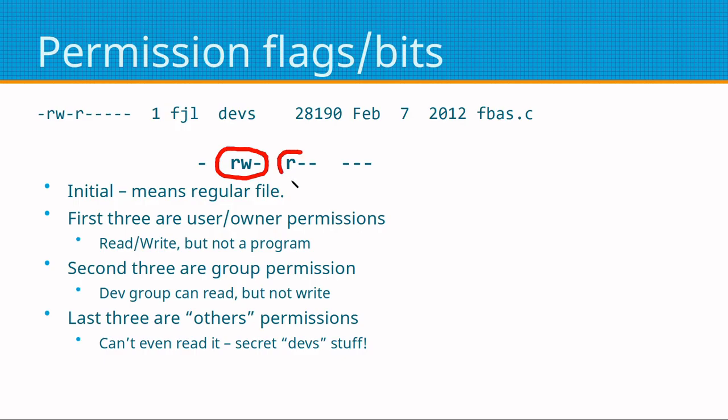The second group are the permissions for the group. So this file is in the devs group, and that means that anyone else who is in the devs group can actually read the file. The third group here is exactly the same thing, read, write and execute, but they're all 3 turned off. That means nobody who isn't in the devs group or the owner can do anything with this file. They can see it, but they can't read it, they can't write it, and they can't run it.